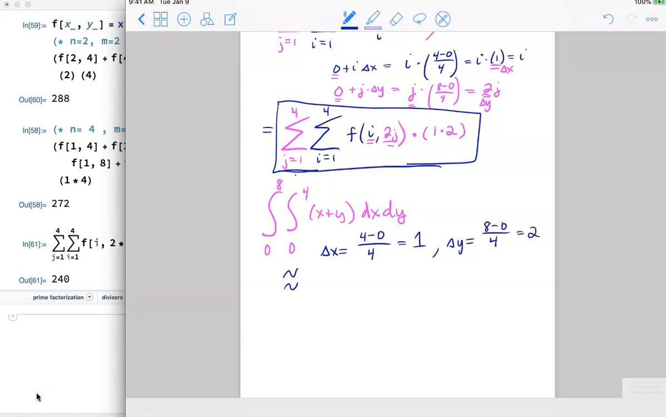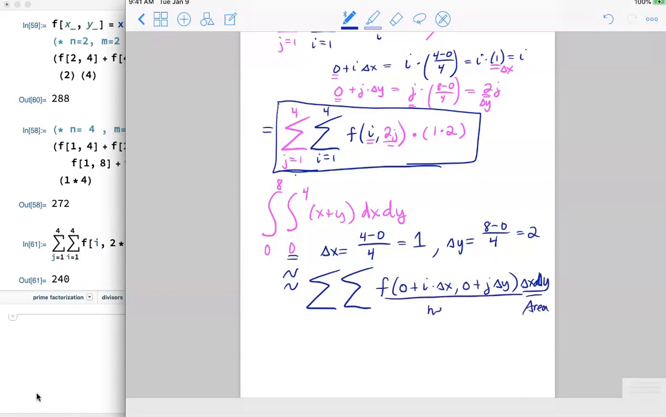So we were trying to show that the actual meaning of this double integral is the function evaluated at the left endpoint, 0 plus i times delta x, 0 plus j times delta y. Then we needed to multiply by delta x delta y, because that was the area of the base, and the function value gives you the height. Together those make a volume. And then i needed to go from 1 up to 4, and j needed to go from 1 up to 4.